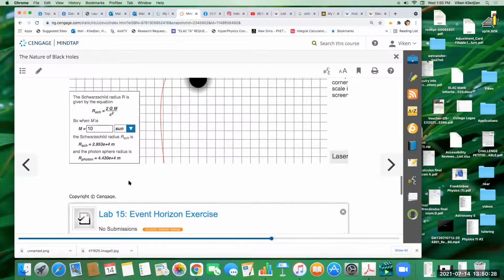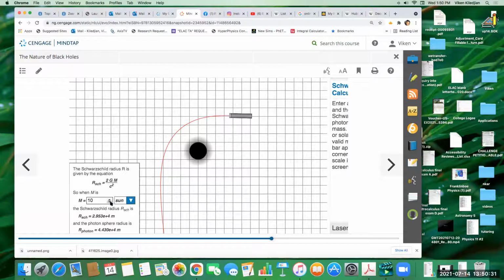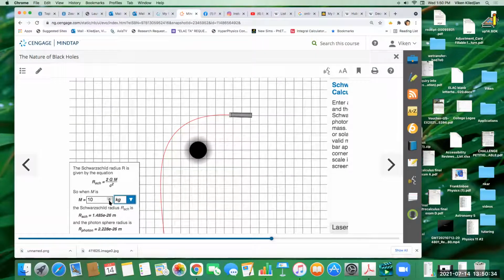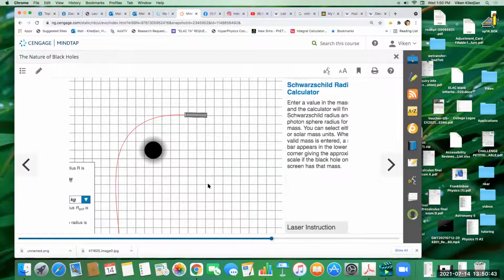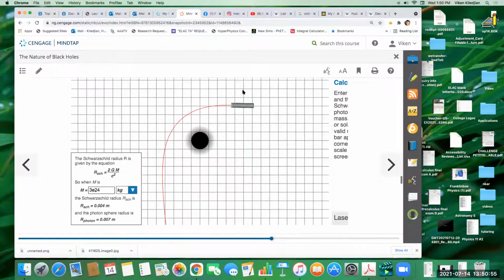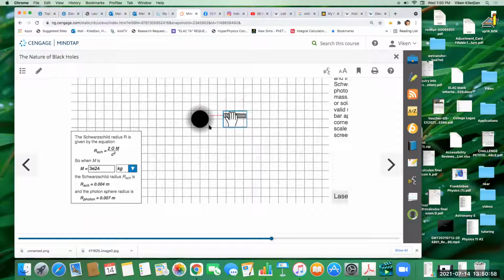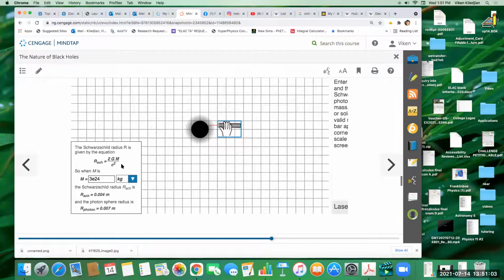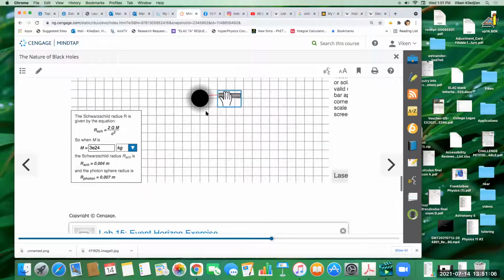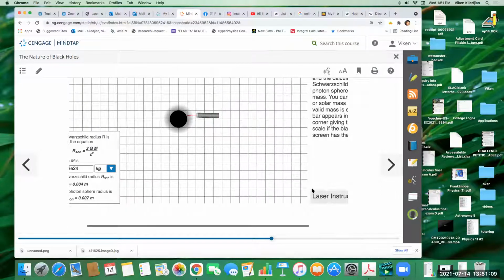So photon radius for Earth would be what? Let's see. So let's say something about the mass of Earth. I'm not going to use exactly the Earth's, but something similar to the Earth's. Oh, but the thing is, I think when you're changing these, it's not necessarily changing the mass of that black hole. Yeah, it's not changing.